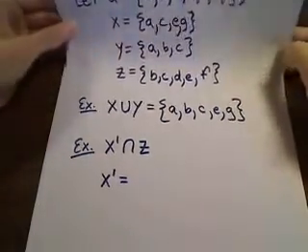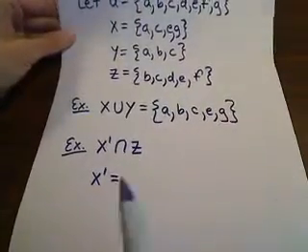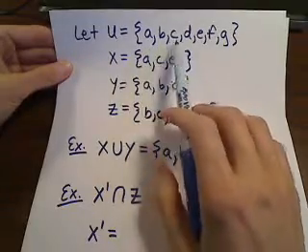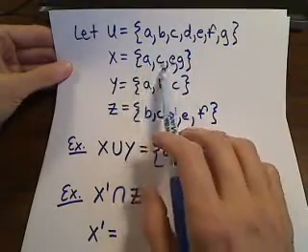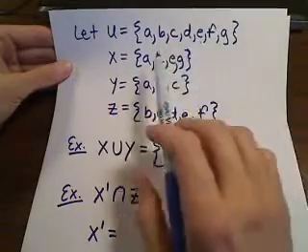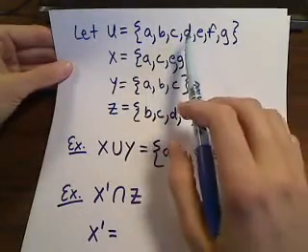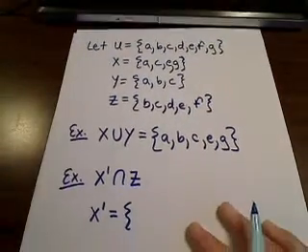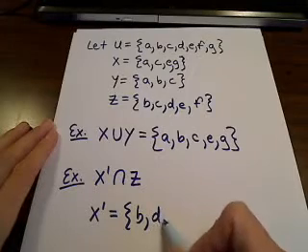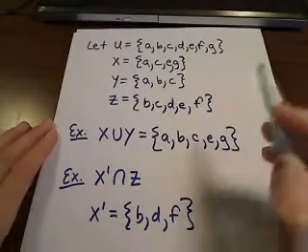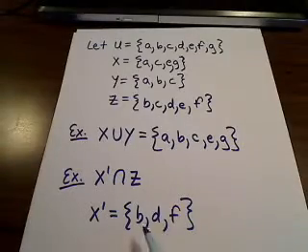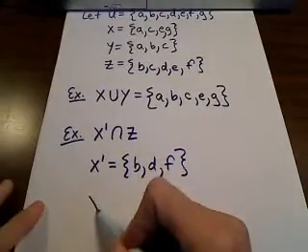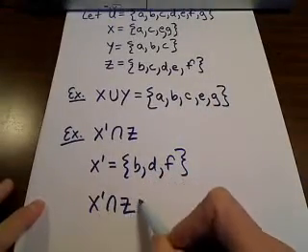Okay, so if you take a look at this, we have the universal set A, B, C, D, E, F, G, and X is A, C, E, and G. So whatever's in here that isn't in there, it's going to be B, D, and F, it looks like. So X naught is going to be B, D, and F. Okay? All right, now I'm going to take this and I'm going to intersect it with Z. So X naught intersect with Z, you have to remember what intersection means.